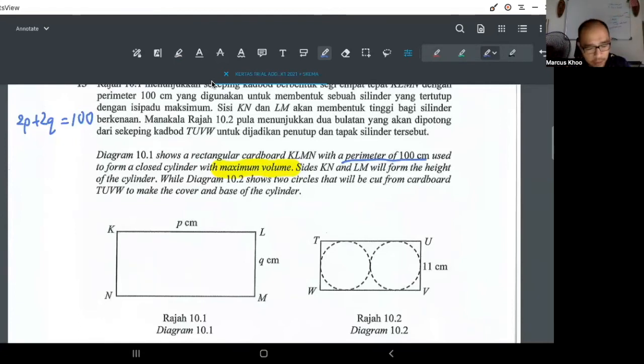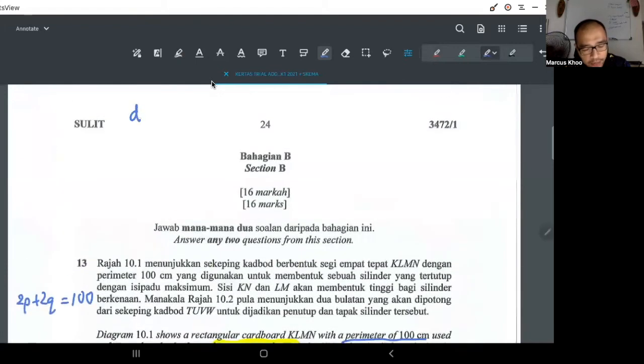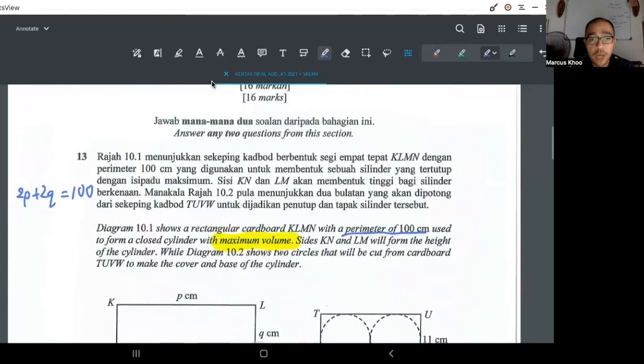When you talk about maximum volume, you're thinking of dV/d-something equals 0. Depending on which letter you want to use, it can be dV/dr or dV/dP or dV/dQ. I will come to that in a little while, so have that in mind.